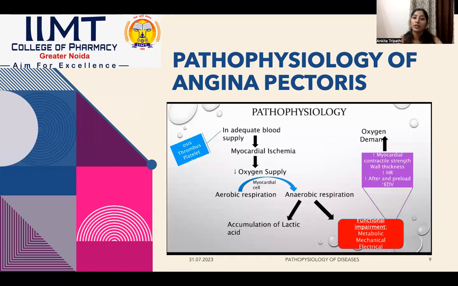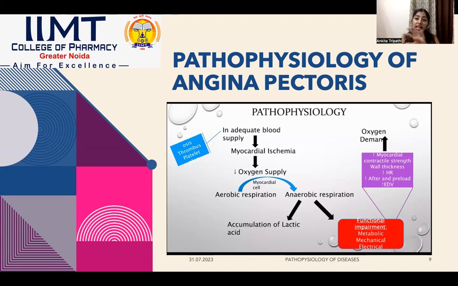Now coming to the pathophysiology of angina pectoris. How does it happen? Hypertension is also responsible for angina pectoris. Severe exercise, lactic acid formation, anaerobic respiration, and cigarette smoking are all responsible for angina pectoris. Due to any of these reasons, when the blood supply to the heart is decreased, it causes myocardial ischemia. Ischemia simply means decrease of blood flow. As we all know, oxygen is carried by the blood, or we can say blood is a carrier of oxygen. So when blood flow decreases, the oxygen supply also decreases.